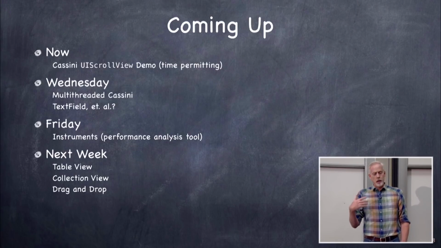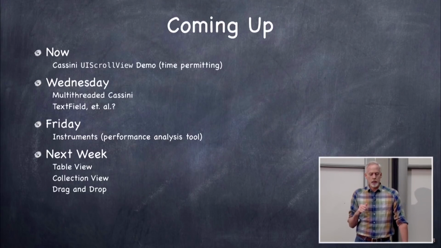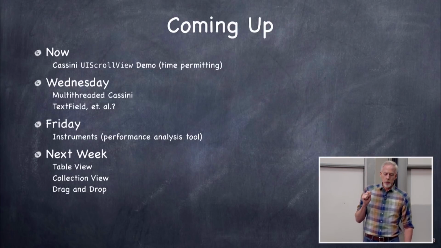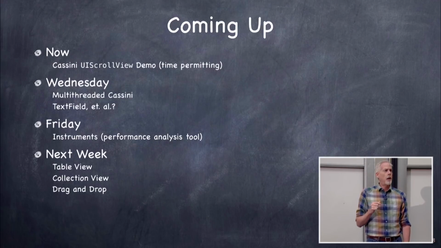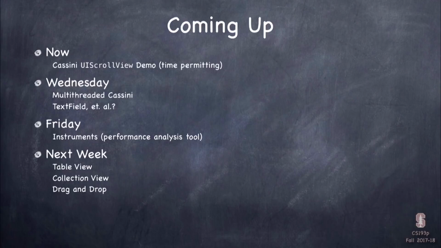Wednesday, I'll also talk about text field, and maybe I'll fit in one other little UI element, time permitting. We do have a Friday section this week. It's on this app called Instruments, which is used to analyze the performance of your app, so don't miss that. And then next week, we'll dive into probably table view and collection view, drag and drop, more powerful, more sophisticated things that I haven't been able to teach you yet because you really needed to understand delegation and things like that before we dive into those. All right, let's do Cassini here.